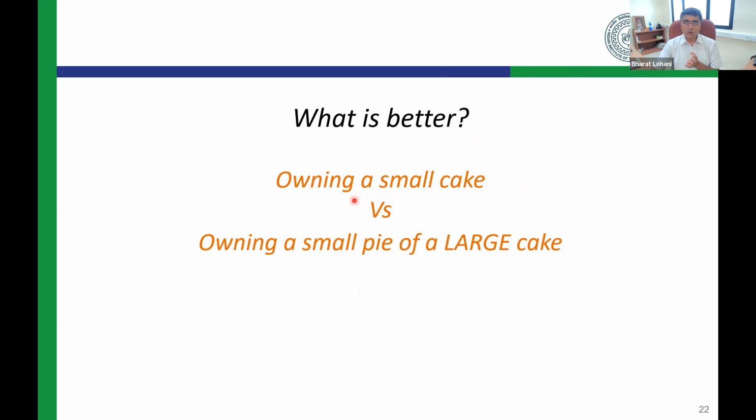What is good? Owning a small cake? Are you the owner of the whole small cake, or do you want to own a small pie of a large cake? You know the answer, because Narayan Murthy, the founder of Infosys, owns a very small pie, but the cake is very large. So we also faced this question in 2012, and we thought, okay, let's make the cake large and own a small pie.